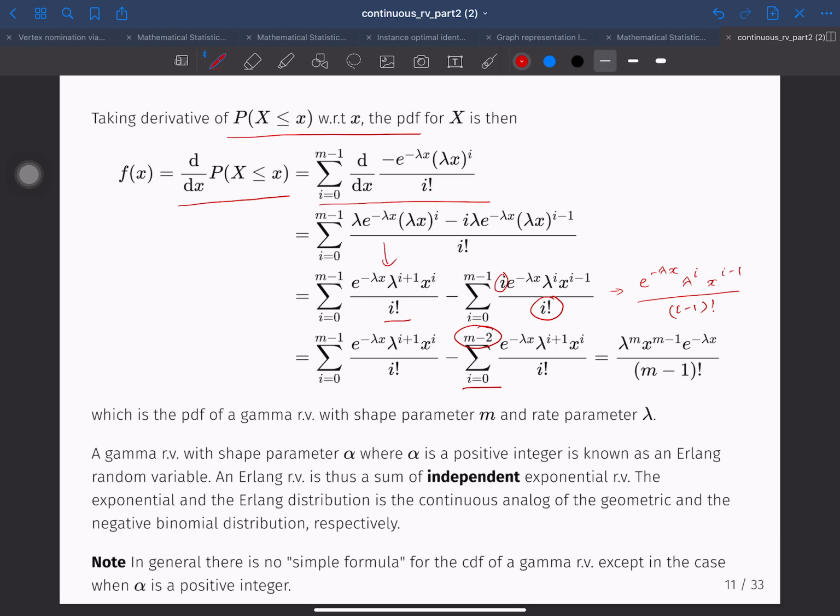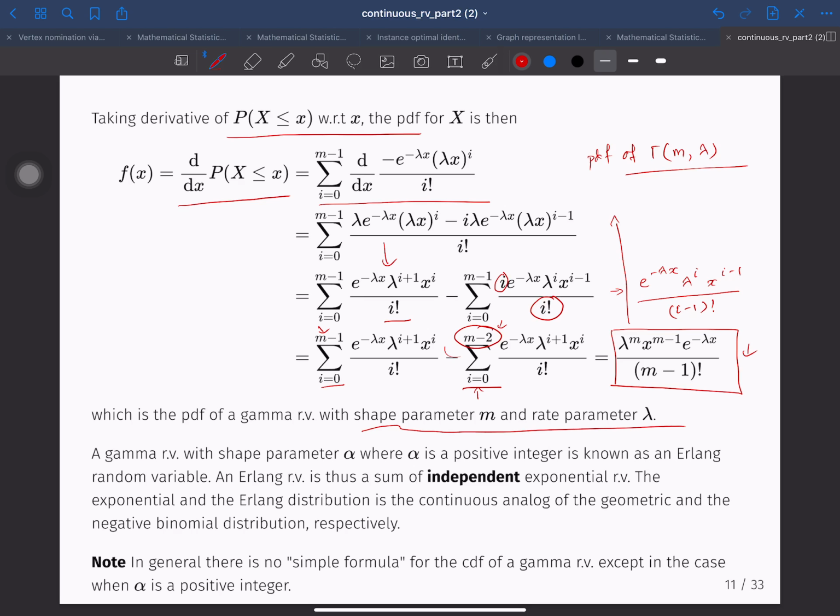This is now a telescoping sum, so the difference here is just the term equal to n minus 1. So this goes from 0 to n minus 1. This goes from 0 to n minus 2. They all look the same except the summation index. So the final term is just this term. And this looks exactly like the PDF of a gamma with parameters n and lambda. And so we have what we want: shape parameter n, rate parameter lambda.